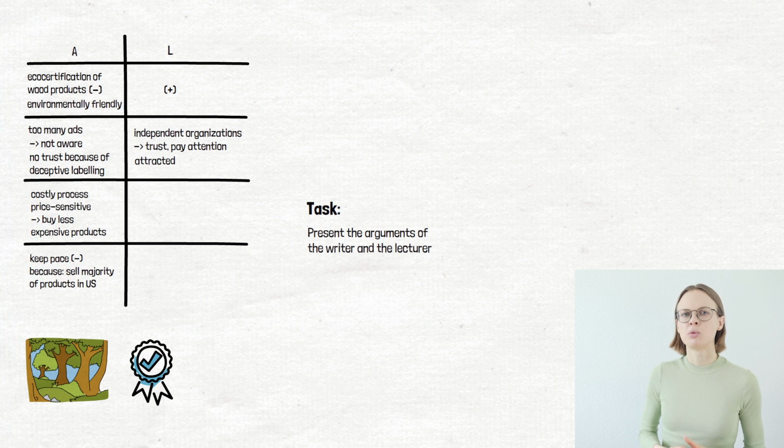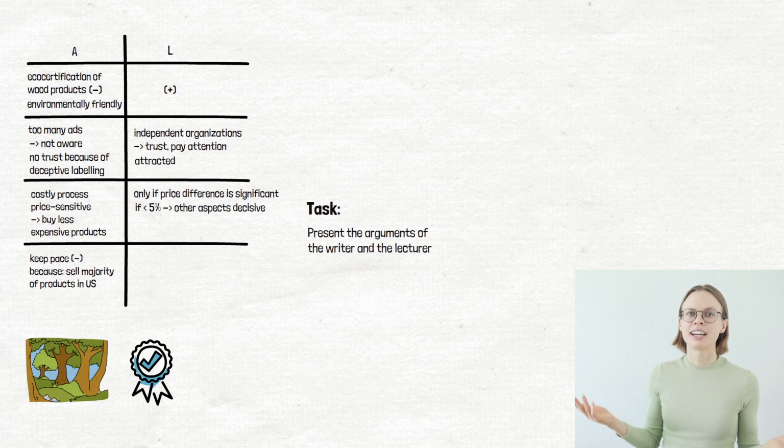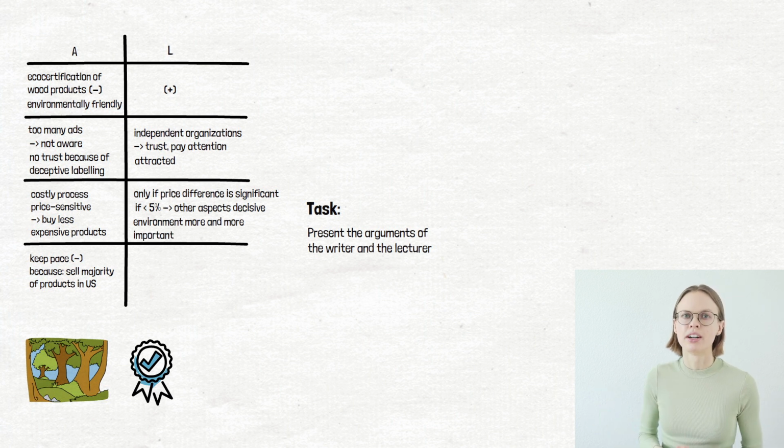Now let's go on with the second counter-argument of the lecturer. The lecturer states that Americans only refrain from buying a product if the price difference is significant. In particular, he states that if the discrepancy is less than 5%, other factors are decisive. And he adds that environmentally friendly behavior is becoming more and more important for Americans.